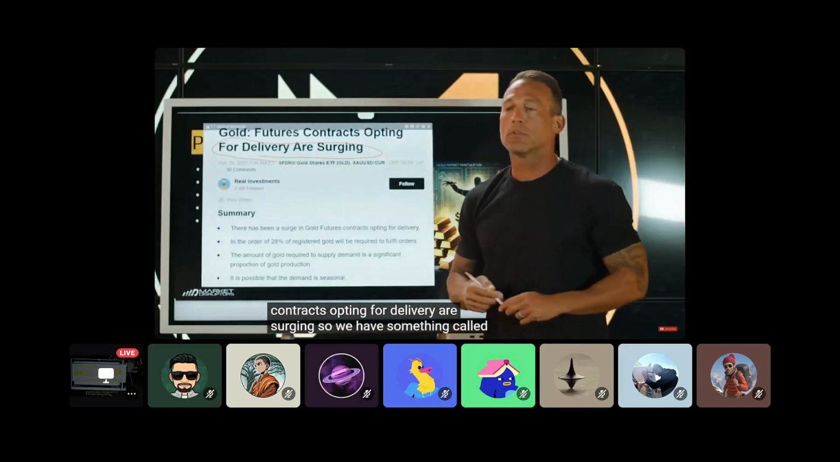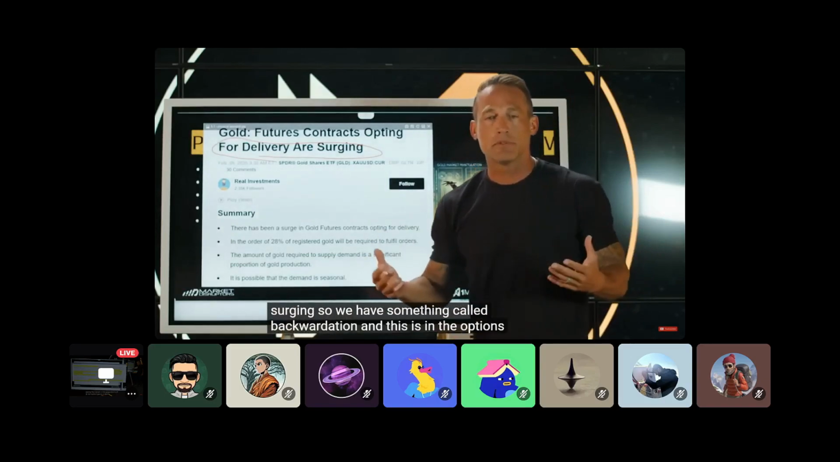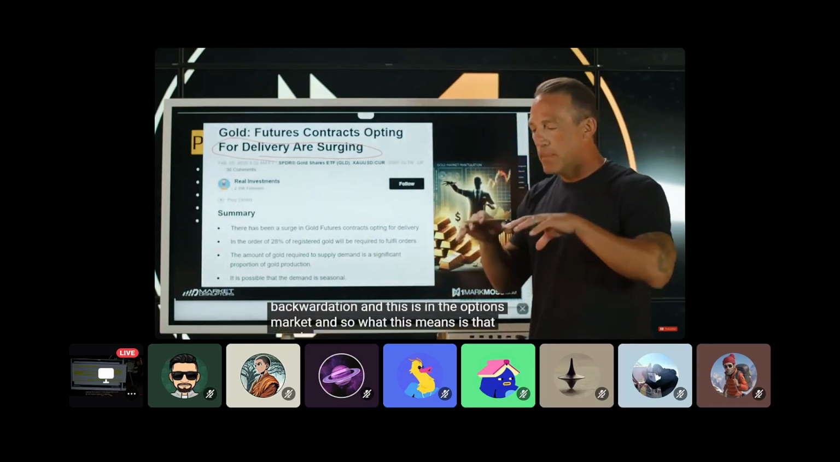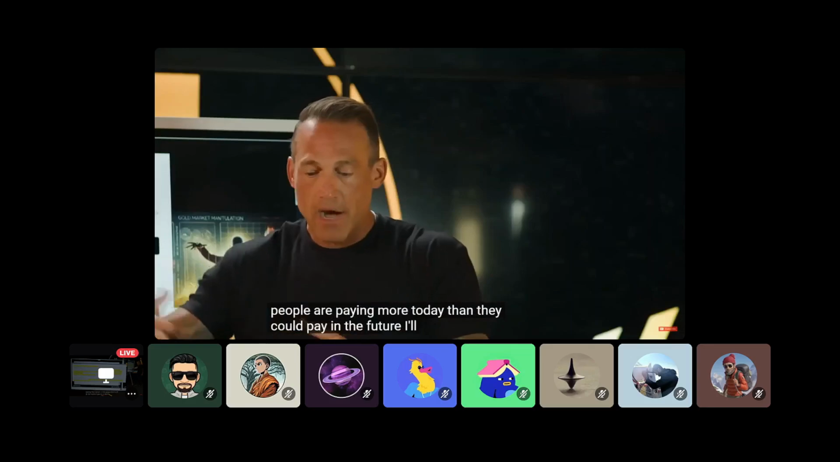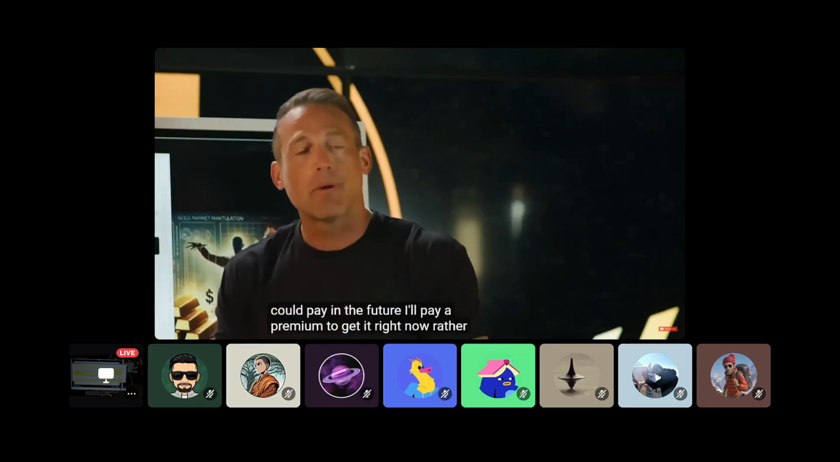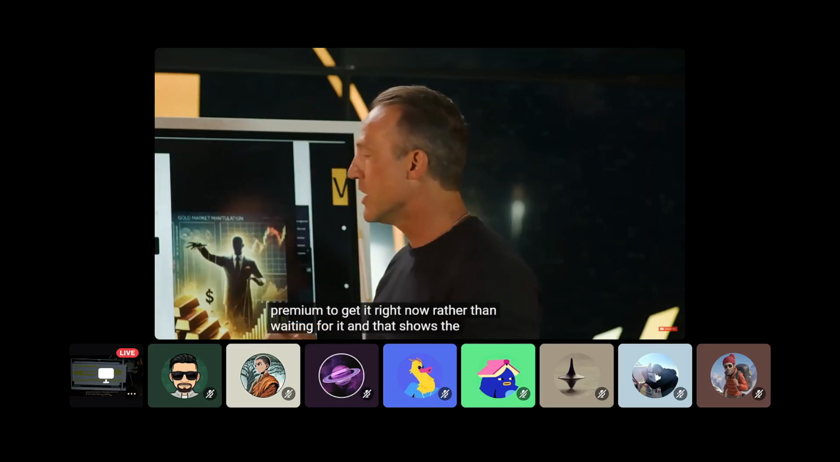So we have something called backwardation, and this is in the options market. What this means is that people are paying more today than they could pay in the future. I'll pay a premium to get it right now rather than waiting for it. And that shows the urgency that's here.